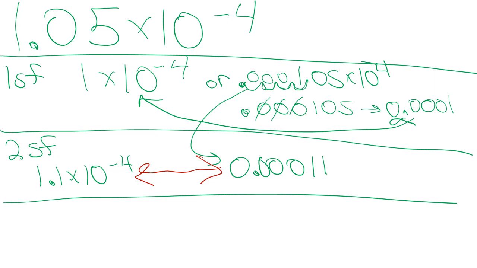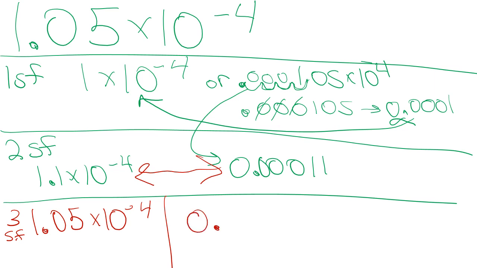Now, 3 sig figs. This is 3 sig figs, so one way is to rewrite the question, but I wouldn't be that devious. Another way would be to write it in decimal form, and that is 3 sig figs as well.